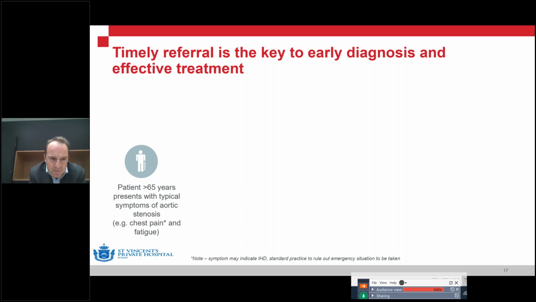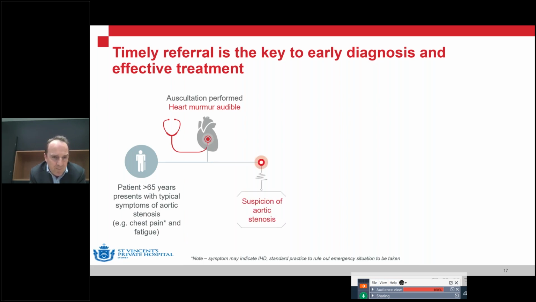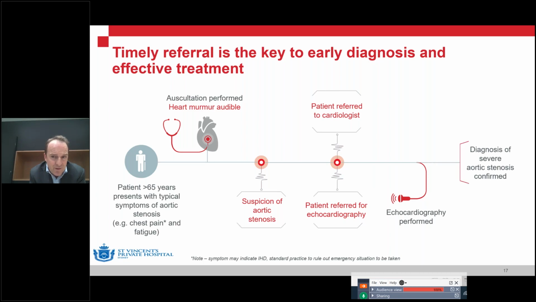With patients who are in an at-risk category above 65, where they are complaining of symptoms which might be attributable to a valvular disease, it is very important, obviously, to auscultate the heart. And if there's a suspicion of aortic stenosis, to actually send the patient for an echocardiogram, or both send them to a cardiologist for an echocardiogram to get the diagnosis.